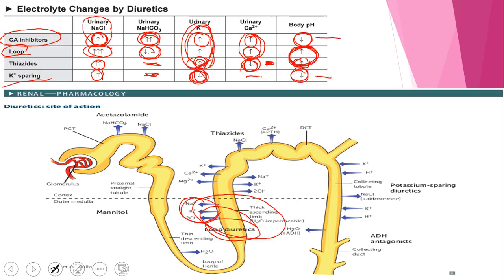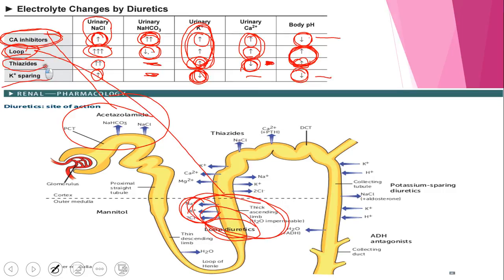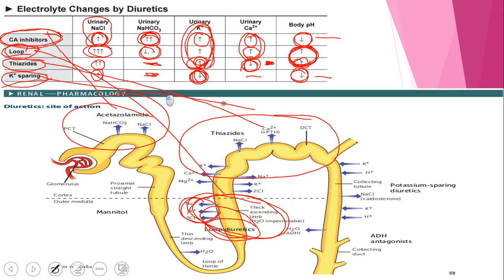Of course, here you can see where all these take effect. Carbonic anhydrase inhibitors, like acetazolamide, take effect right here. Loop diuretics are going to take their effect right here in your thick ascending limb. Thiazides are going to take their effect right over here, the distal convoluted tubule. And your potassium sparing drugs are going to take their effect way over here in the collecting tubule.